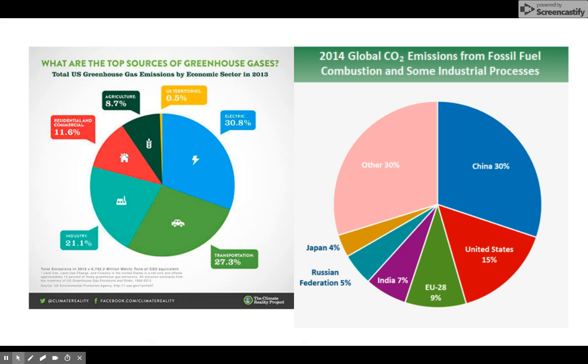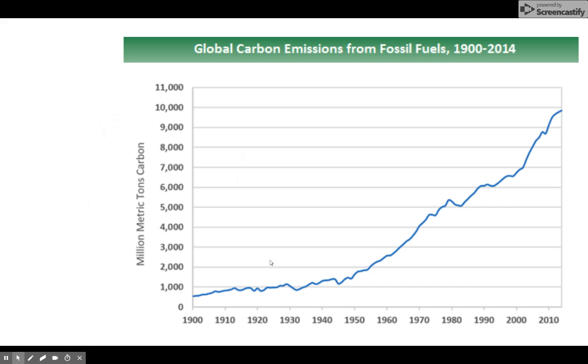If we look in our society, 30% of CO2 production is in cars, and another 30% is electricity. So our electricity and our cars are more than half of our CO2 production. And if we look at the global production of CO2, China is at 30%, the US at 15. Canada would be 1.5 on that scale because we have 1/10 the population of the United States.